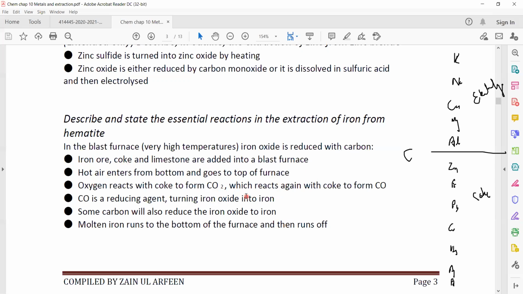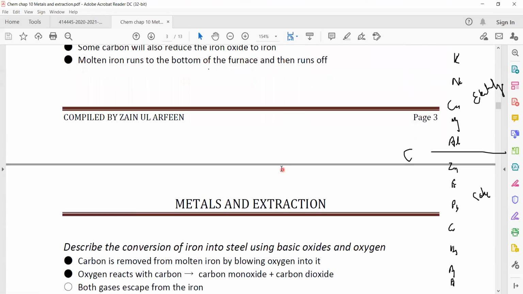Then carbon dioxide further reacts with coke to form carbon monoxide. Carbon monoxide is a reducing agent which reacts with the ore of iron and reduces the iron oxide to iron. But some of the carbon will also be reduced, because carbon itself is also a reducing agent. Molten iron runs to the bottom of the furnace and then we remove it from the furnace.